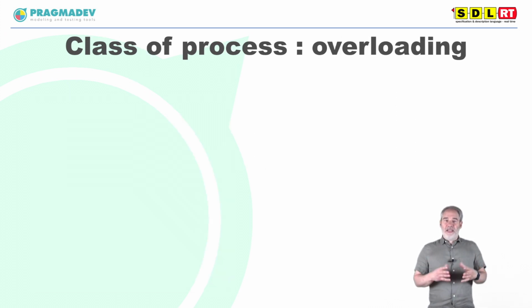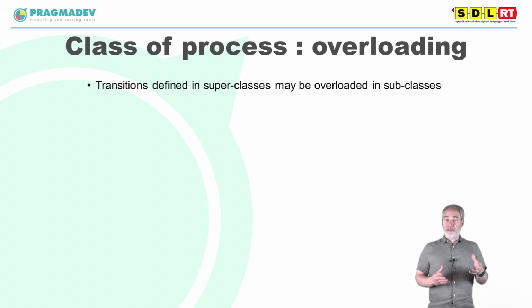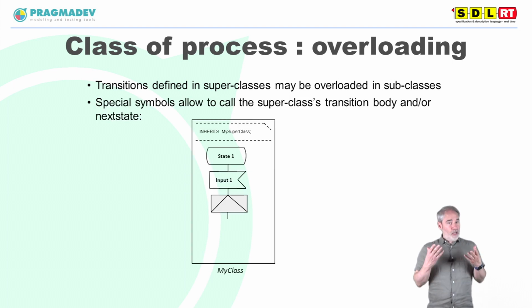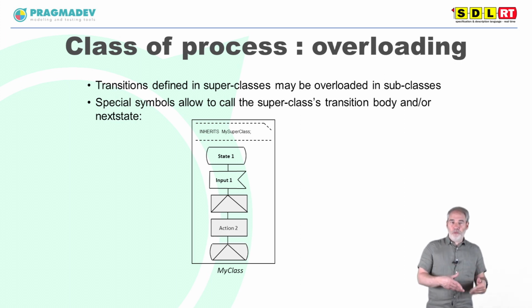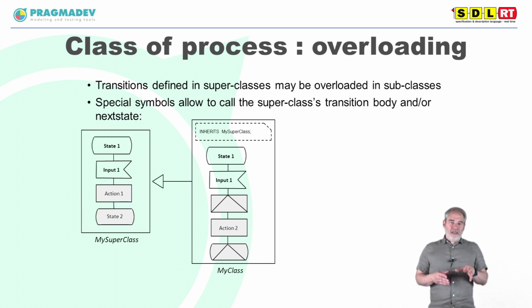A subclass can add a transition to a state, but it can also refine or redefine a transition. The subclass can simply re-specify what is done for a given input in a given state. A special task symbol with a triangle is a way to call the superclass transition. Any action can be added before or after the superclass transition, and finally the superclass ending state can also be called. So the subclass can partially or completely ignore the superclass transition.